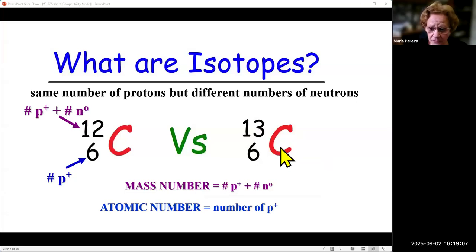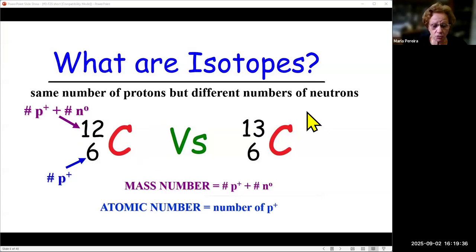But this is carbon 13. It still contains 6 protons, but its mass number is 13, so it contains 7 neutrons. So the mass number is this number above the symbol that represents an atom. The lower number represents the atomic number, the number of protons.